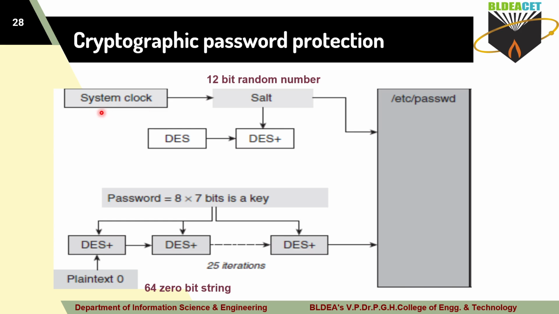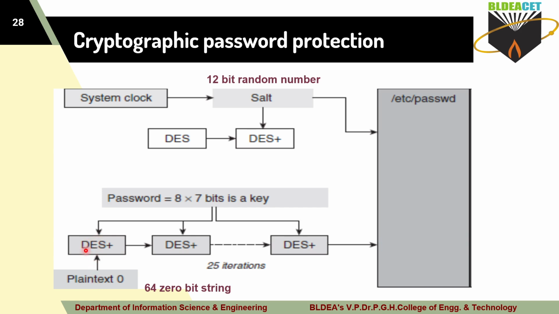The system clock generates a 12-bit random number, which we call the salt, and with the help of that salt it modifies your DES encryption algorithm. That modification we denote as DES plus, an updation of the DES algorithm, made with the help of the salt. The salt is a 12-bit random number generated using the system clock. The plain text contains 0 bits: a 64-bit string of zeros is taken as the input plain text.